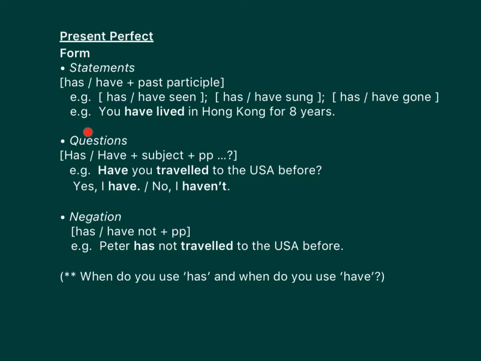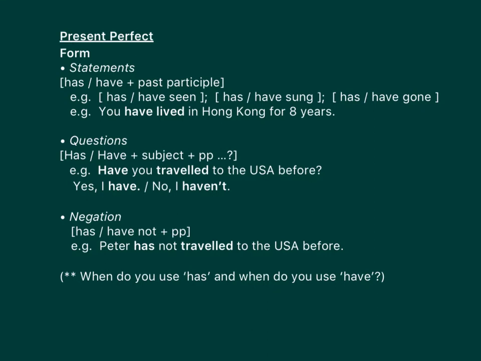The second form is in a question. It is formed by the word has or have plus a subject plus the past participle of a verb. For example, have you traveled to the USA before? Yes, I have. No, I haven't.